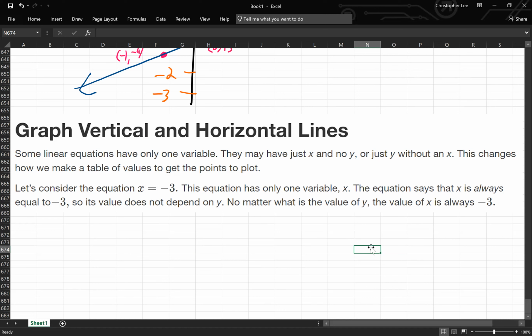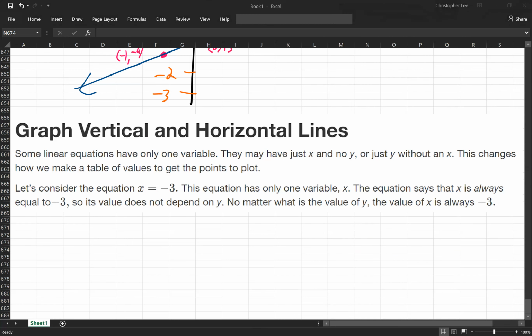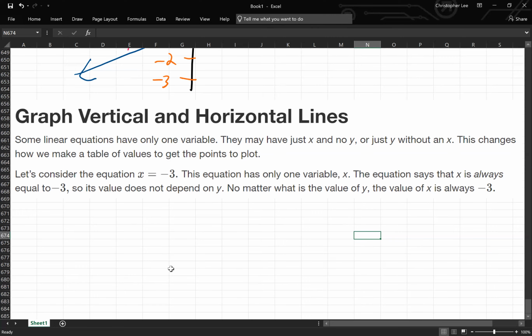Let's consider the equation x is equal to -3. This equation has only one variable, x, right? The equation says that x is always equal to -3, so its value does not depend on y. No matter what the value of y is, the value of x is always -3 in this example, right? So let's take a look at that in terms of a table of values, right?